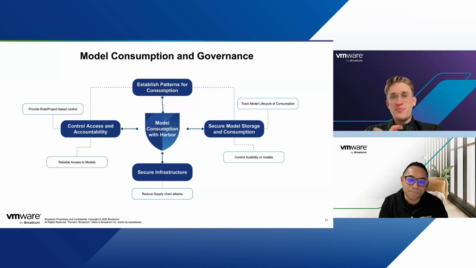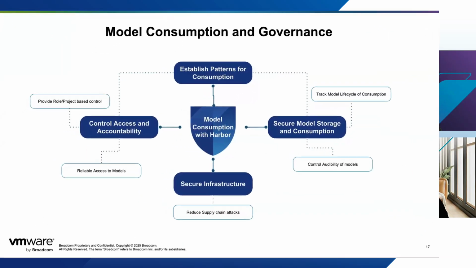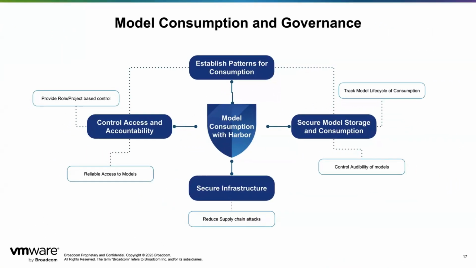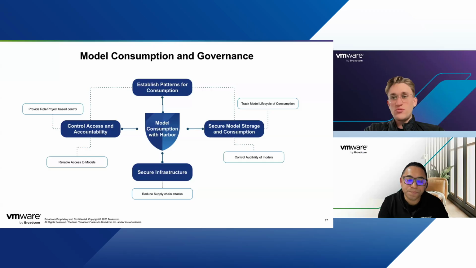So how do we establish patterns for consumption? Where do we store models locally so we don't have to go out to a cloud server to grab a model just in time? How do we reduce supply chain attacks with secure infrastructure that's going to run these models? And then how do we control access and provide accountability for when these models are taken, how they're used, and the costing associated with running them? A bit of a guardrail there as well. So adding a bit of maturity and governance to this new ecosystem.